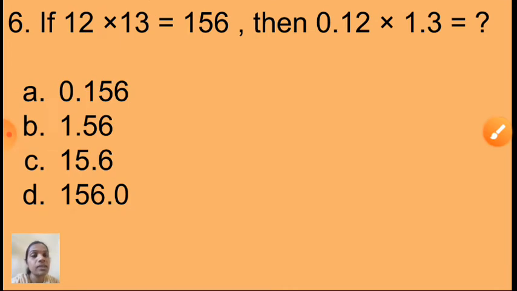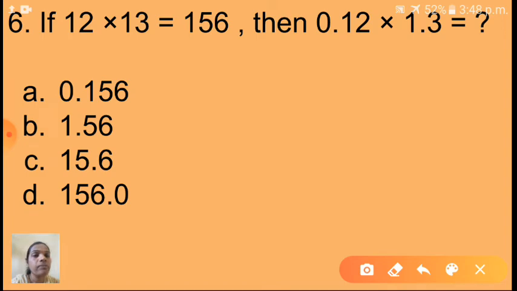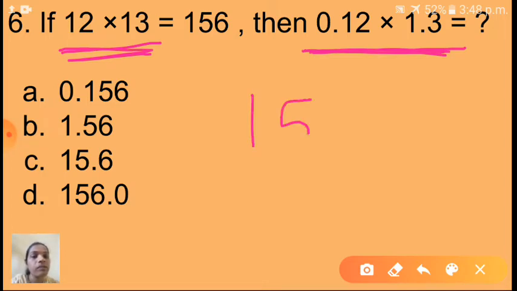Next one is, see here, this is so easy. If 12 into 13 is equal to 156, then you have to find 0.12 into 1.3 is equal to what? See here, I have given that same number, but there is no decimal point there, and here the decimal point is there. So your answer is 156 only. Yes, if you multiply these two numbers, your answer is 156 only. But we have to put a decimal point.